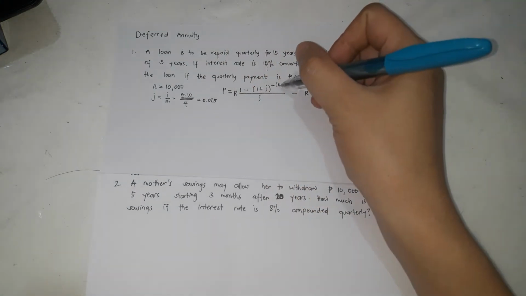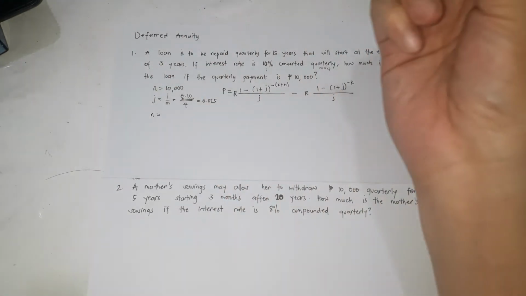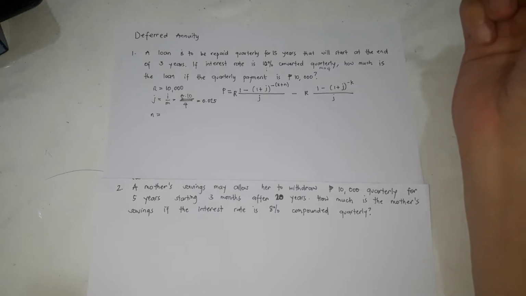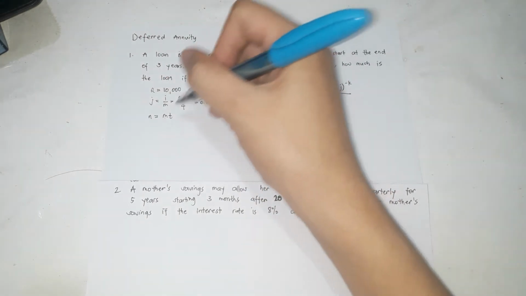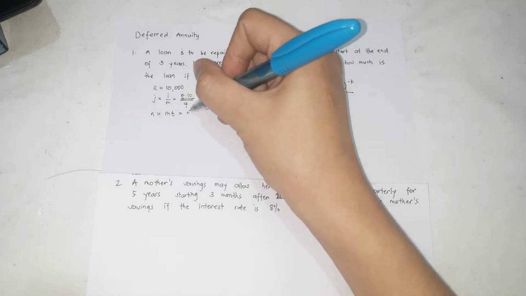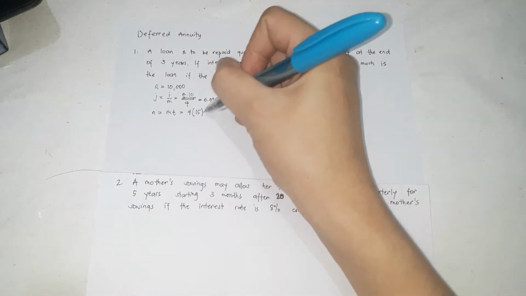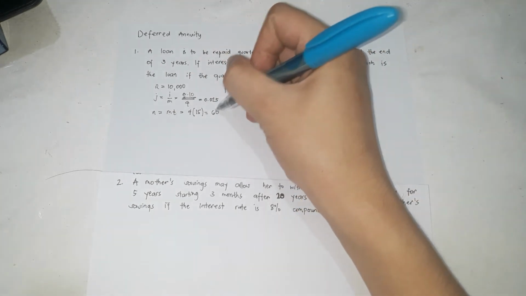Next, we need to find out k and n. n is the number of periods for payment, so the number of payments. That's m times t. We know that m is 4 because it's quarterly, so 4 times t, which is 15 years. So 4 times 15 is 60.